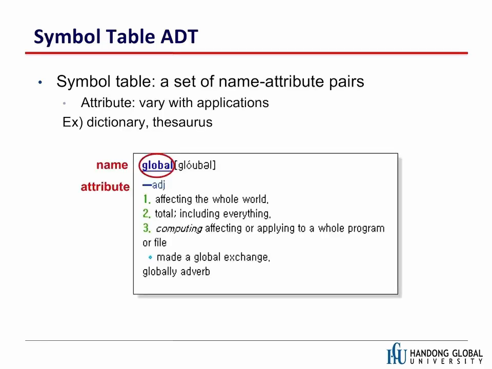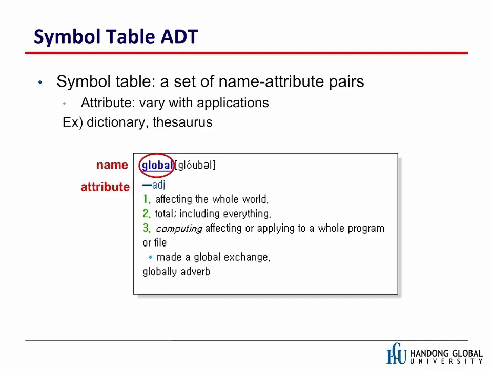First one, a symbol table. A symbol table is a set of name attribute pairs. So attribute could be anything. It depends on the applications. We already talked about these name attribute pairs before, like the C++ standard template library includes map. So map has a key and value. Likewise, we have a name and attribute pair. And then attribute could be anything, as I said.